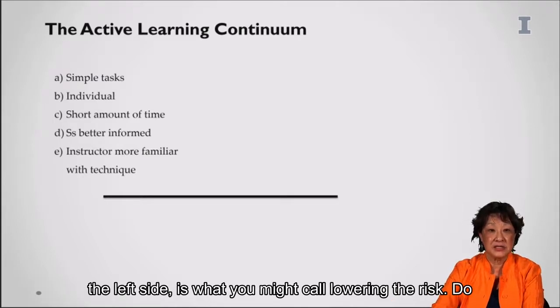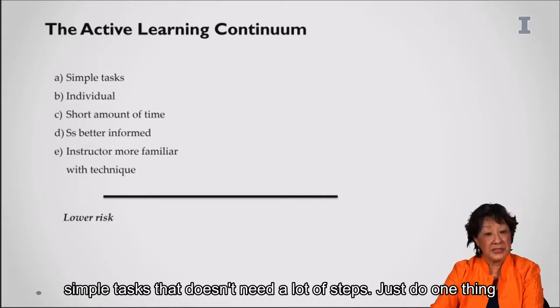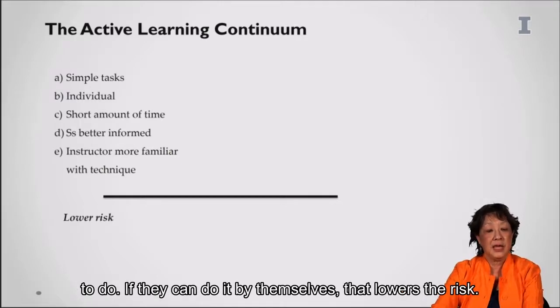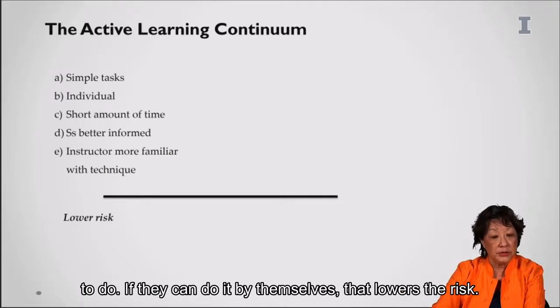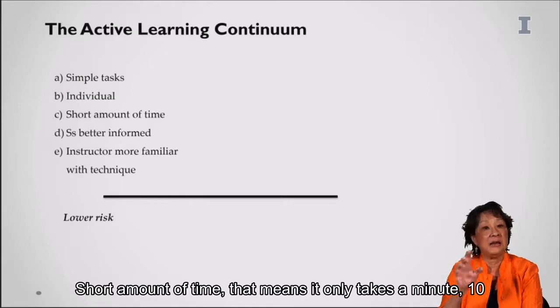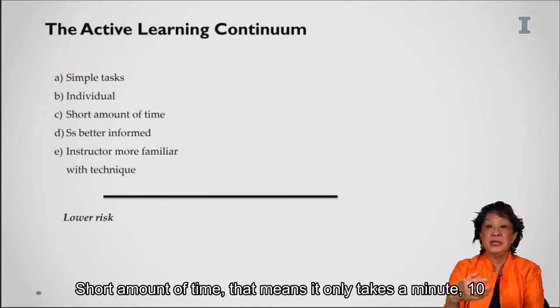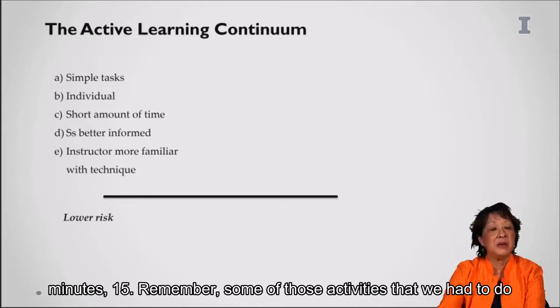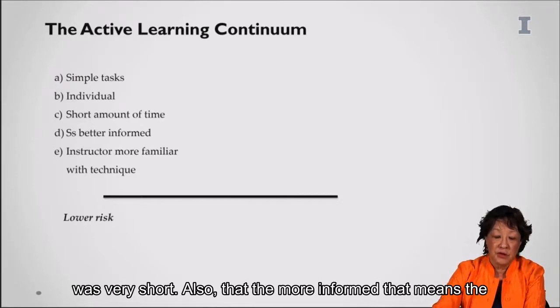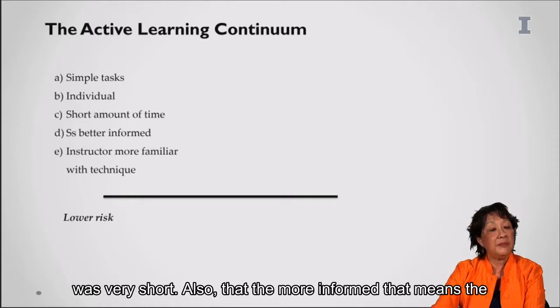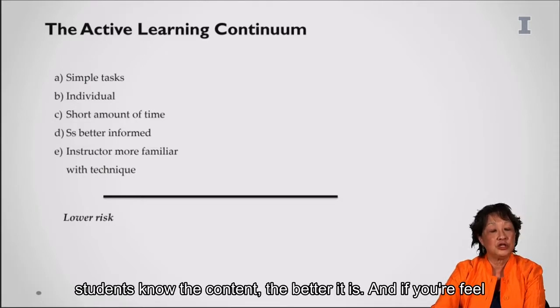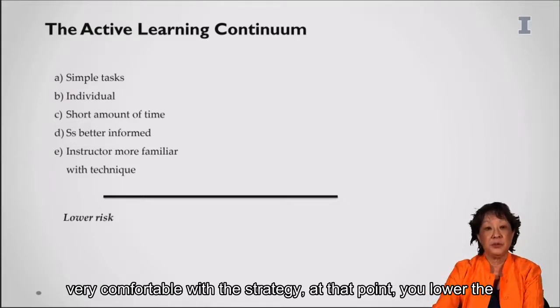Everything on the left side is what you might call lowering the risk. Do simple tasks that don't need a lot of steps, just one thing to do. If they can do it by themselves, that lowers the risk. Short amount of time, meaning it only takes a minute, 10 minutes, 15. Remember, some of those activities that we had you do were very short. Also, the more informed the students are about the content, the better. And if you feel very comfortable with the strategy, at that point, you lower the risk.